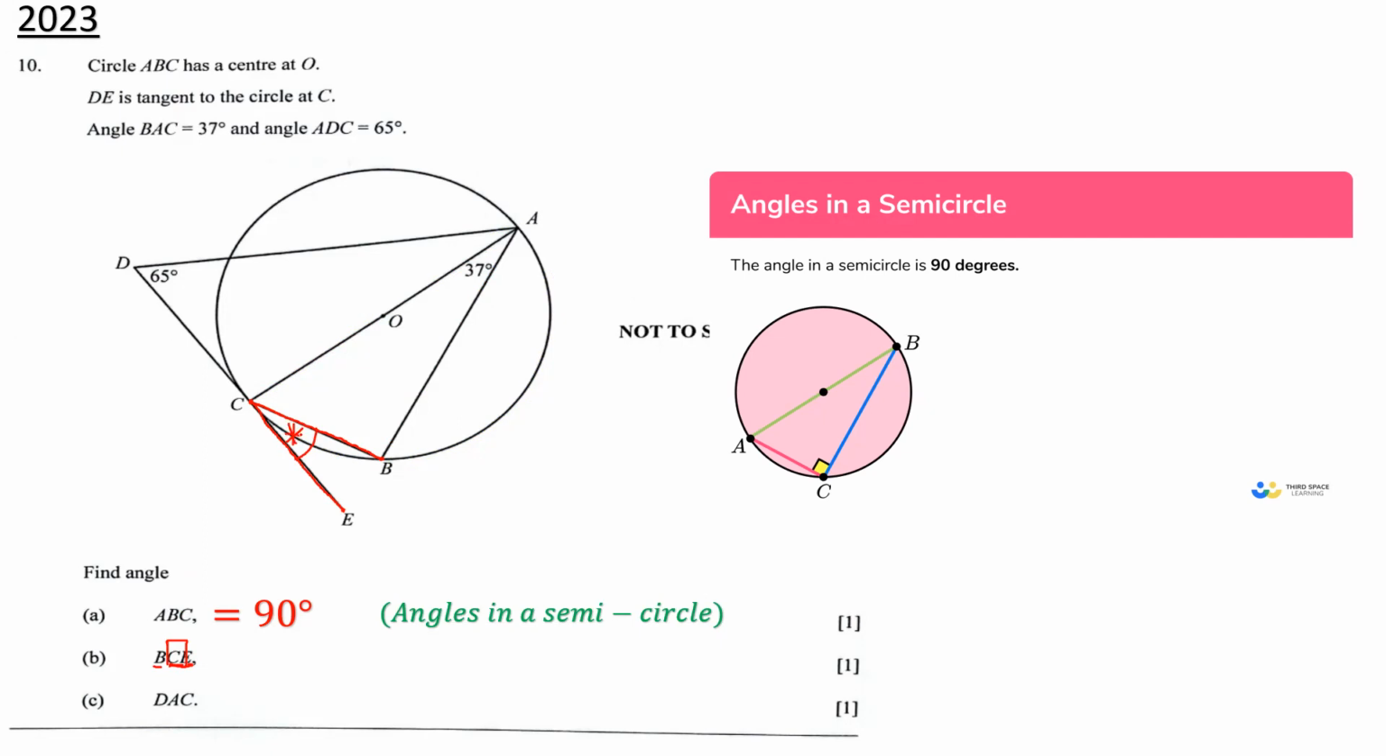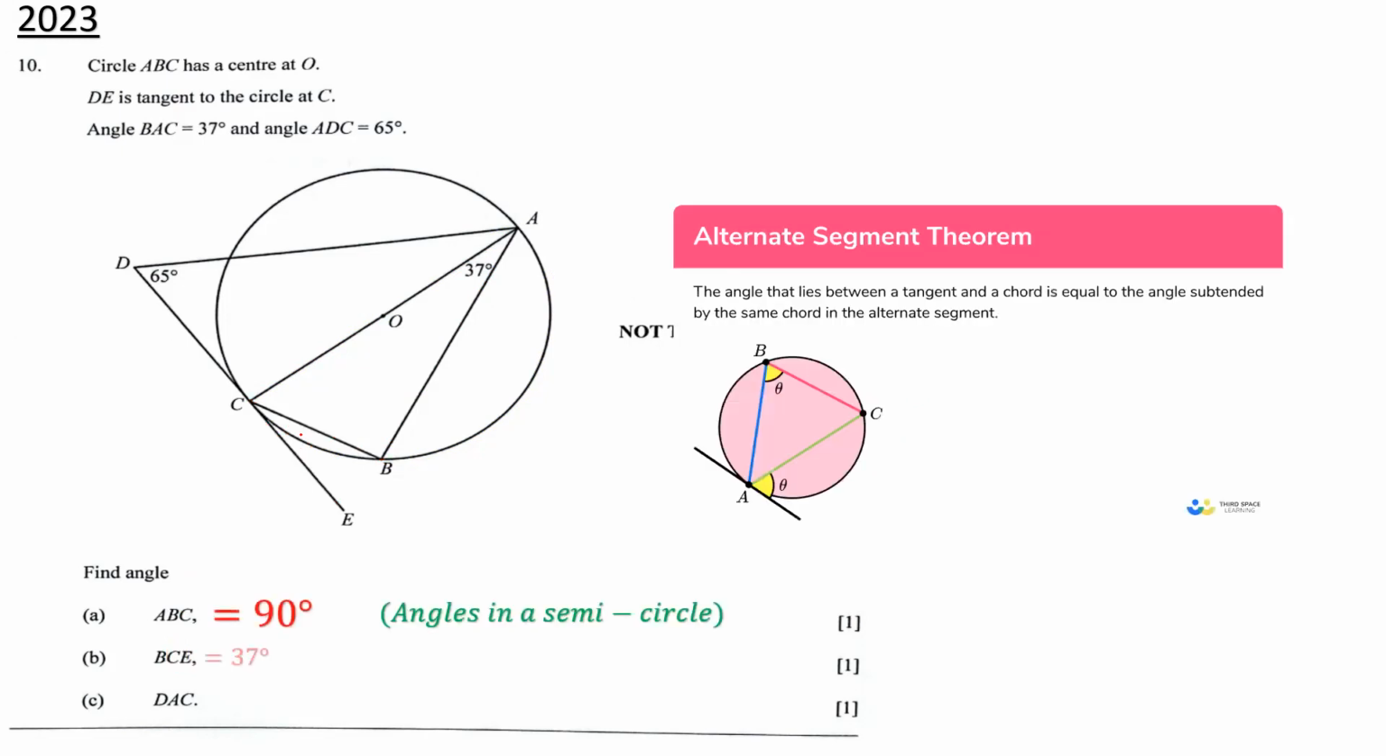Now, for this particular question, we're going to use a very important and useful theorem. The theorem is called the alternate segment theorem. Remember, we're trying to find this angle right here. Let me redraw it. Now the alternate segment theorem says the following: the angle that lies between a tangent and a chord is equal to the angle subtended by the same chord in the alternate segment.